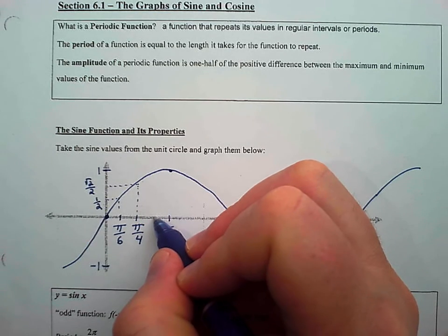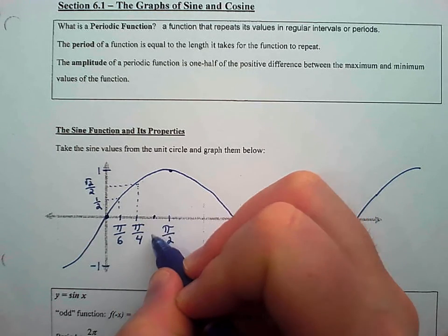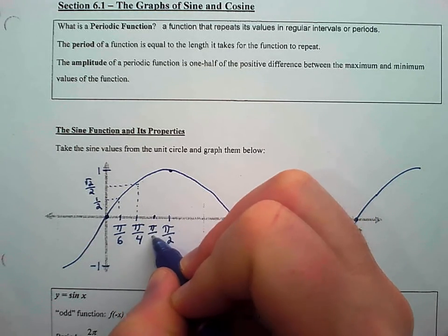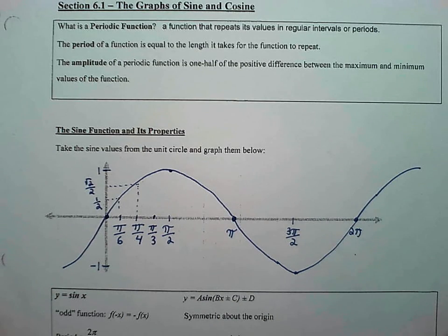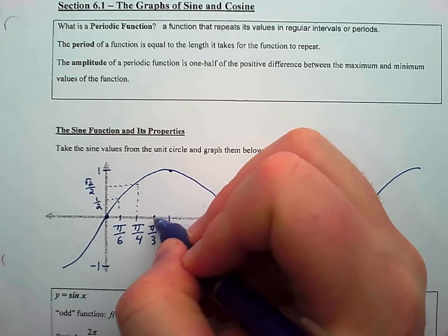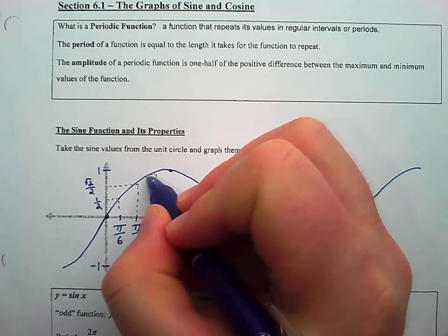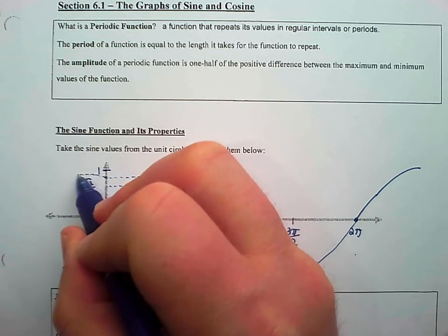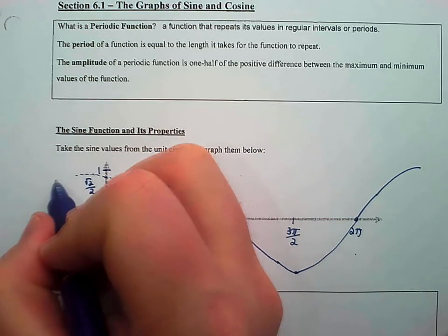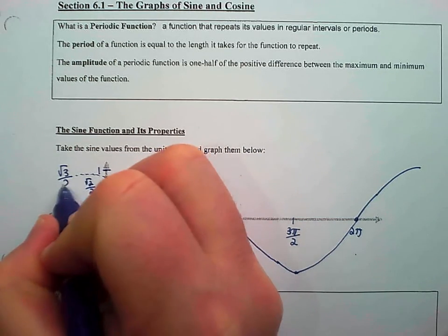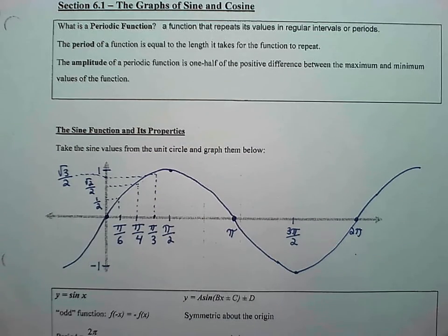We can go another one in between. This would then be pi over 3, right? That was also a value that we had on our unit circle. And if we go to pi over 3, right here, I'll write that one a little bit farther over. This is going to be the square root of 3 over 2, and so on and so forth. We can keep filling these in.